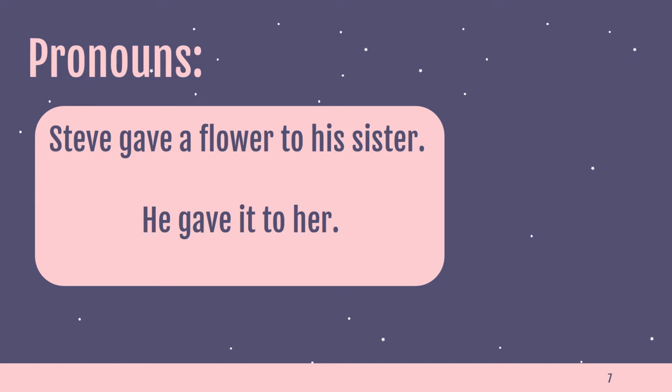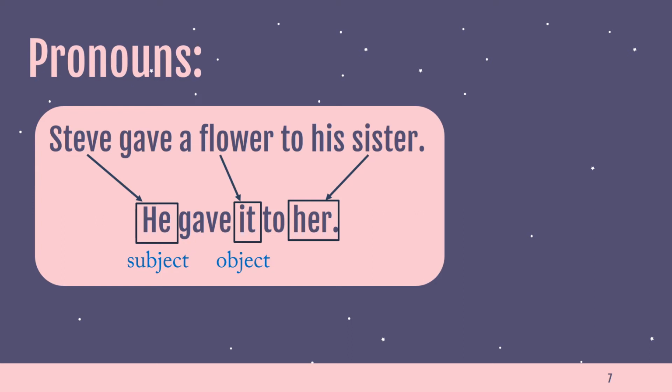The word Steve is to replace with the word he. And as you know that he in this sentence work as a subject. And we also have a flower here that is replaced by it, which is an object in the sentence. And also we have her that is used to replace his sister. And the word her in the sentence work as an object as well. So we have 3 pronouns here that are used as personal pronouns. We have 1 subject pronoun and 2 object pronouns.